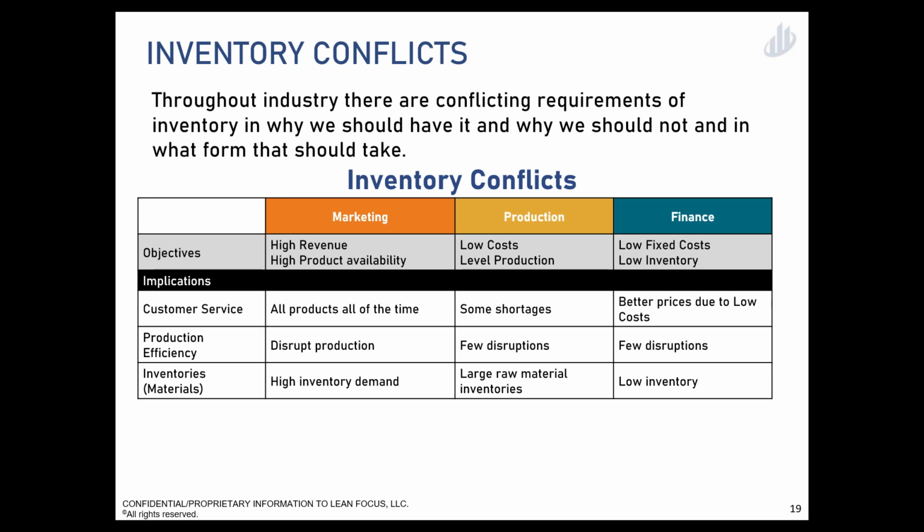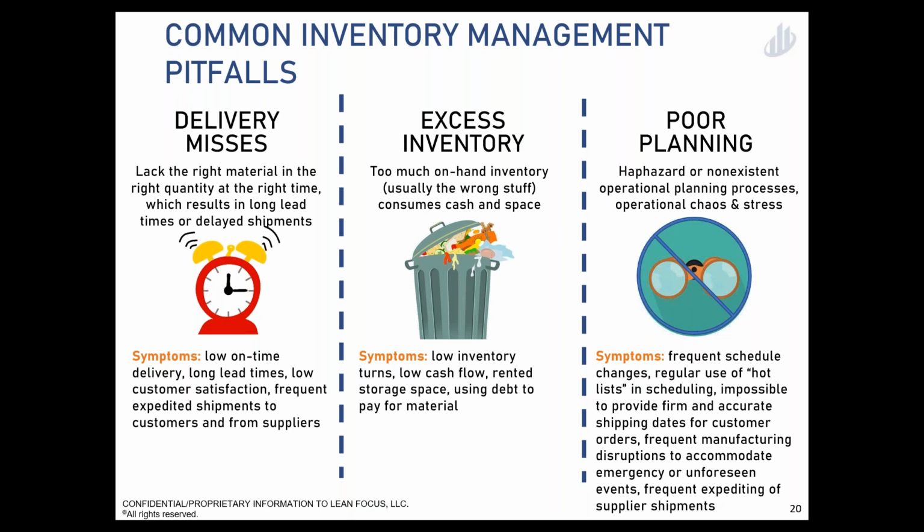What do I need to be focusing on? So some of the common pitfalls of the way we manage inventory are missing a delivery. So if you've got low on-time delivery, really long lead times, low customer satisfaction, the customers are always chewing on us because we're not doing what we're supposed to. We've got expedited shipments to the customers. We've got expedited stuff coming in from the suppliers. Every time we're turning around, we're changing our schedules.